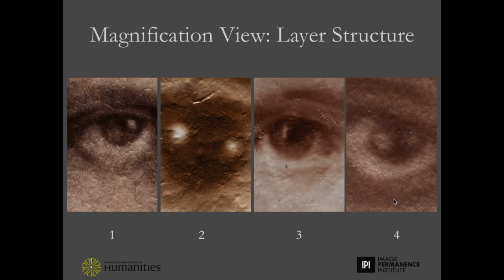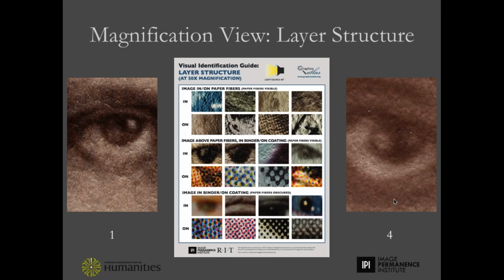Here are our 4 prints again. These were all imaged with 50x magnification and raking light. This is nearly equivalent to what you'll see with a good pocket microscope and raking light or a stereo microscope. Here we have objects 1 and 4 compared with our guide. In both examples, the paper fibers are visible, but where is the image in relation to the fibers? In both, the image is above the fibers in a binder.